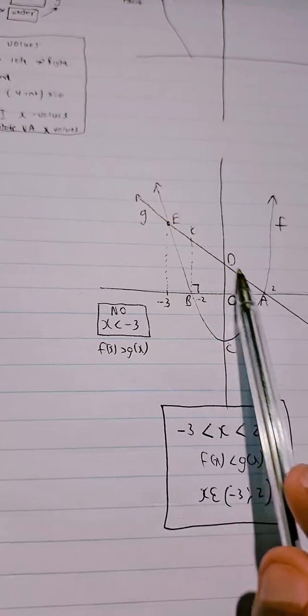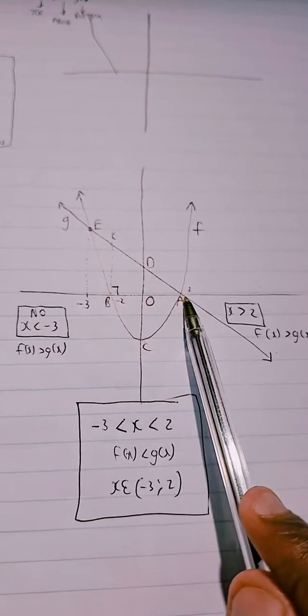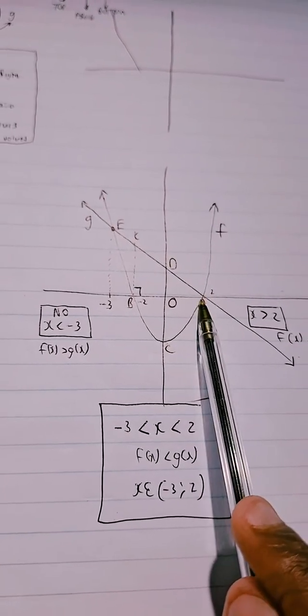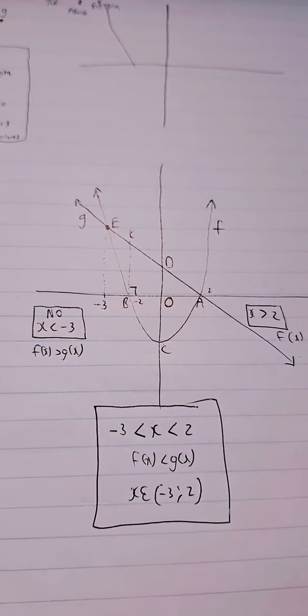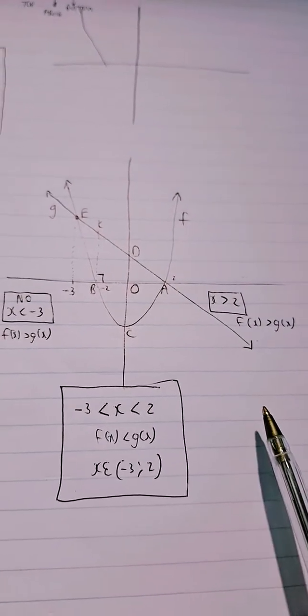From 0 to 2, you can see who's at the top, you can see who's below. And well, no answer there. Then, from 2 onwards, in actual fact, at 2 they are equal. They are on each other. Then, after 2, where x is greater than 2, f is at the top, g is at the bottom.